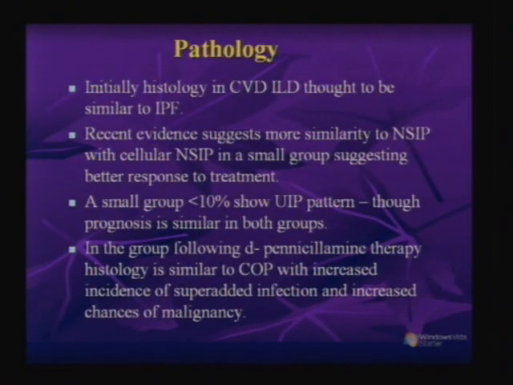Now, coming to the pathology, initially histology in CVD-ILD was thought to be similar to IPF, that is UIP, but recent evidence suggests more similarity to non-specific interstitial pneumonia, with cellular non-specific interstitial pneumonia in a small group who have shown a better response to therapy. A small group, less than 10%, show a UIP pattern, though prognosis is not very different in the UIP and the NSIP group. In the group following D-penicillamine therapy, histology is similar to organizing pneumonia with increased incidence of superadded infections in this group, and there is also increased chance of malignancy.